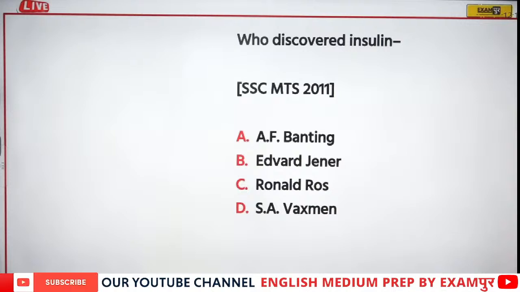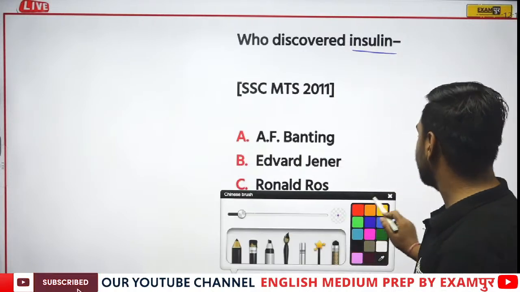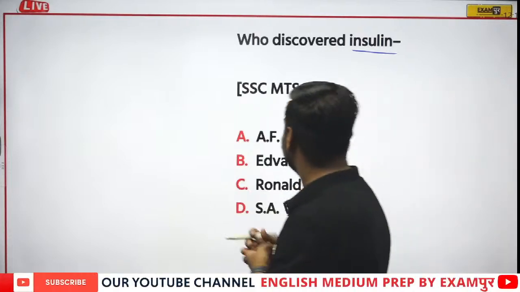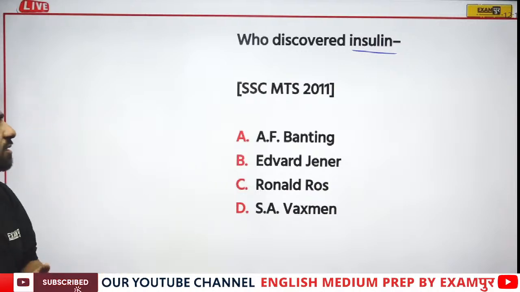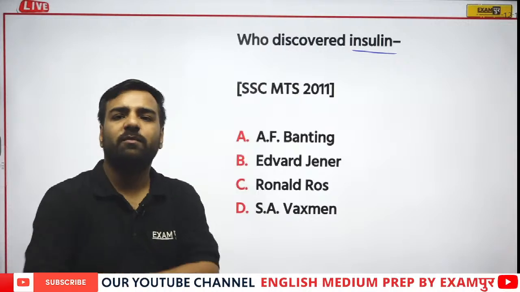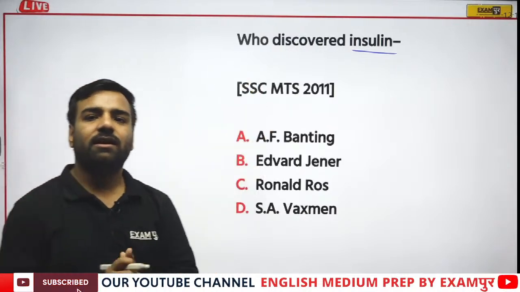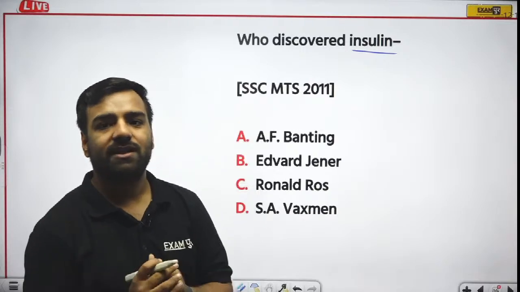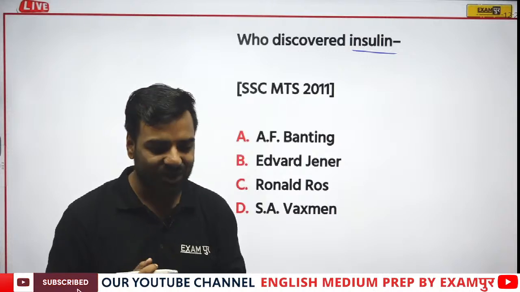Moving forward, who discovered insulin? Who can give this answer? Who was the one who actually discovered insulin? Was it A.F. Benting? Was it Edward Jenner? Or was it Ronald Ross? Or was it Asa Waxman? What would be the correct answer? I'll tell you about the discovery of hormone after this, along with an awesome example. Let's see who is going to give this answer.